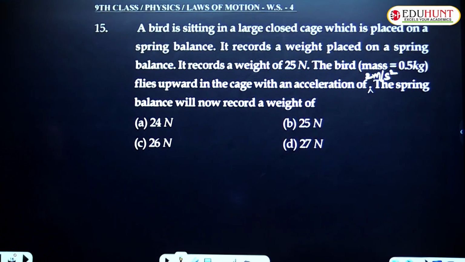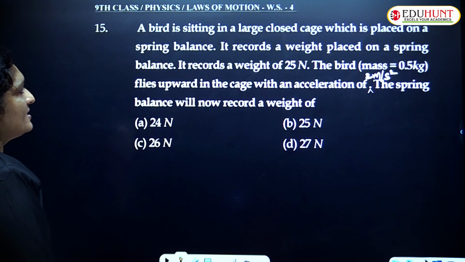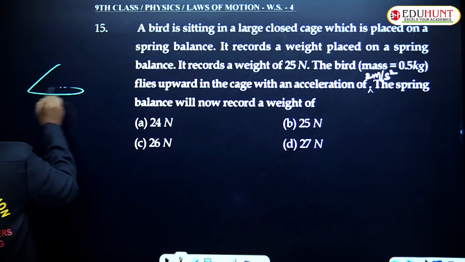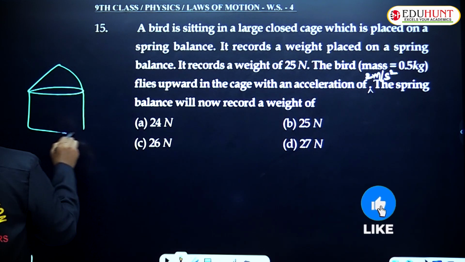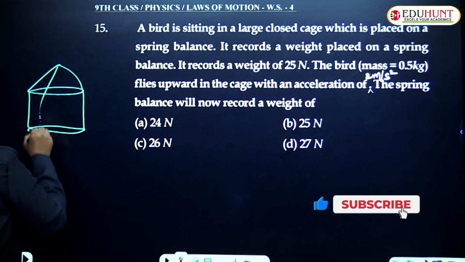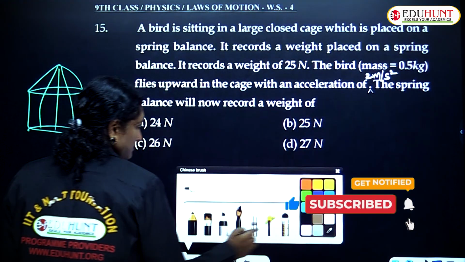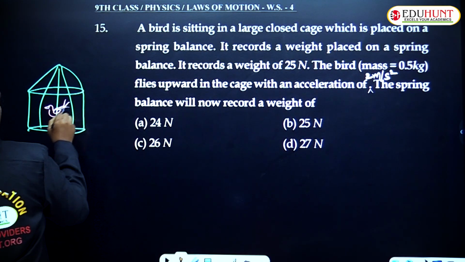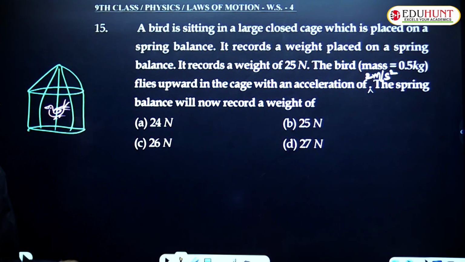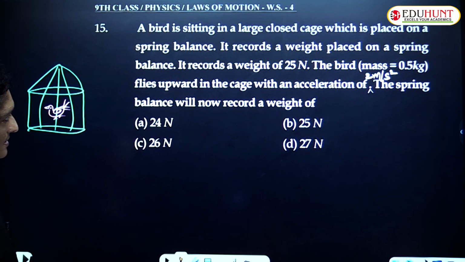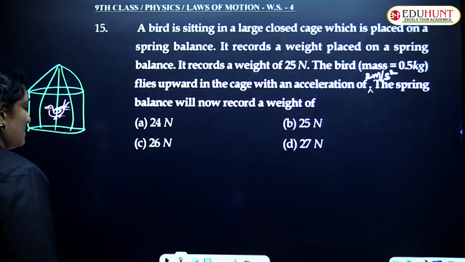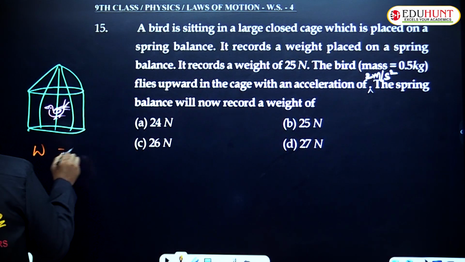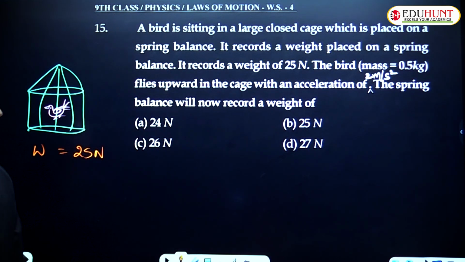Well, the 15th one. A bird is sitting in a large closed cage which is placed on a spring balance. Okay, so we have to imagine a cage in which a bird is sitting. So, here is your bird, children. It records a weight of 25 newtons. So, what was the weight observed? The weight of the bird was found to be 25 newtons.